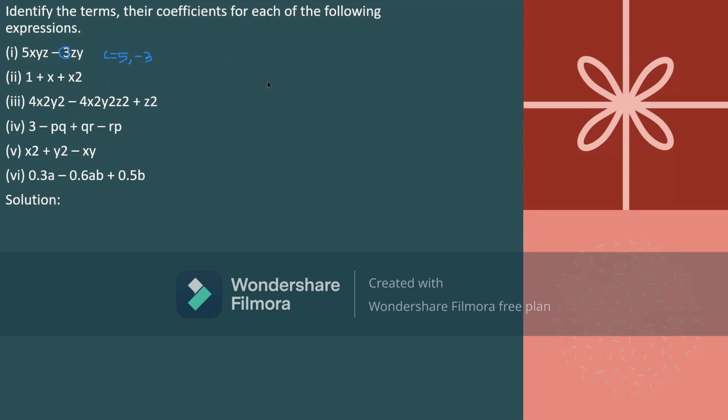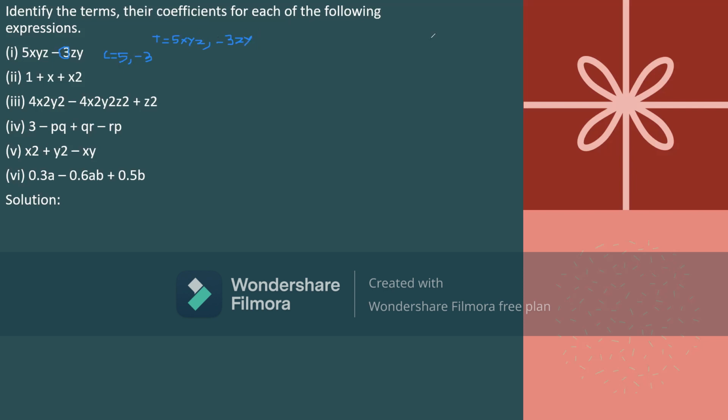Then the terms will be, for the terms, I'm going to use T. The T for the first one is 5xyz, and minus 3zy or yz are the terms.